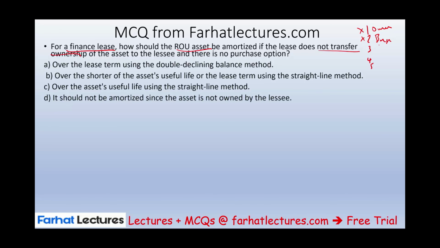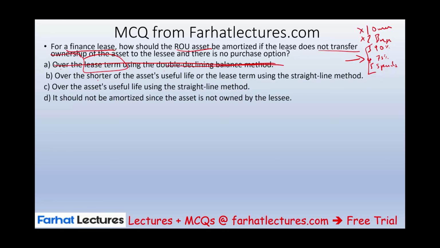So it's a finance lease because 90% of the payment represents the fair value, a substantial amount of the fair value, when you look at the present value of the payment, or 75% of the asset life is part of the lease, or the asset is of a specialized nature. So it's a finance lease because of those 3 options. If it's a finance lease based on those 3 options, how do we amortize the right-of-use asset? A: over the lease term using the double declining balance. Well, it could be the lease term, but it's not double declining balance, because which method do we use? Straight line. A is out.